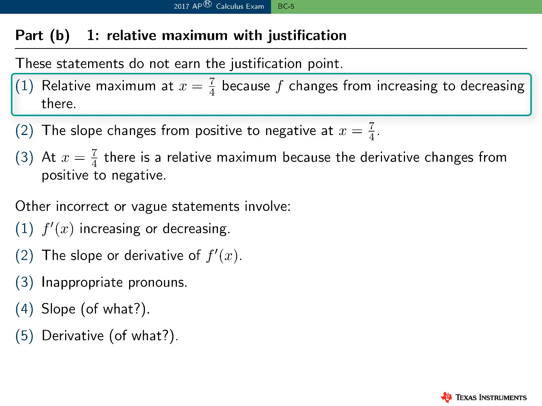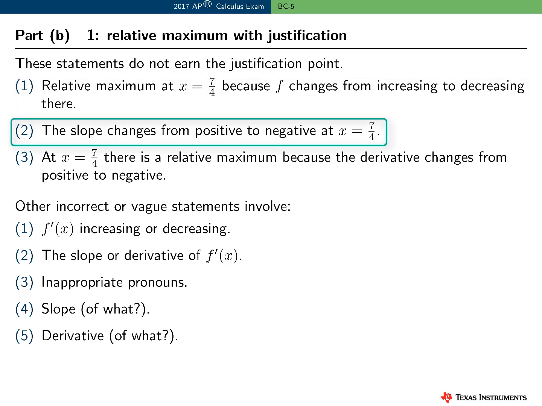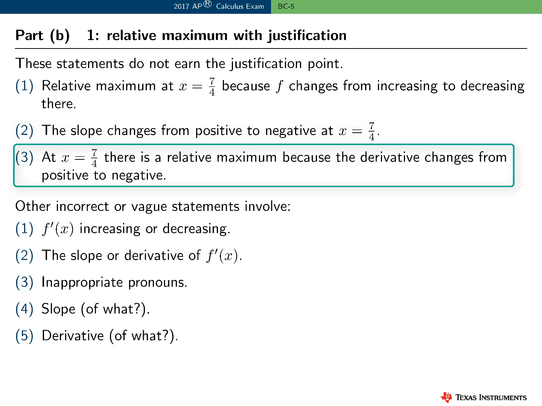In the first one, this is a general definition of a relative maximum, and the justification is not in terms of our problem. In the second one, we don't know what slope the student is referring to. The slope of what? And in the third, there's a similar issue. The derivative of what?